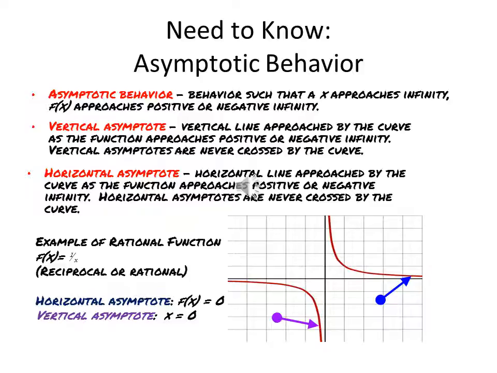Now we're dealing with another attribute of a function, which is the asymptotic behavior. Asymptotic behavior is the behavior of the function as x approaches positive or negative infinity. Now it has two characteristics. One could be vertical, a vertical asymptote.